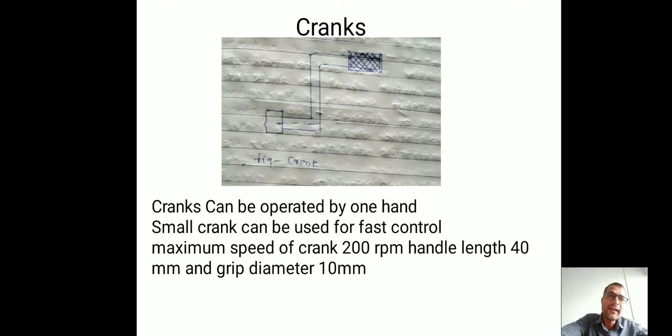So students, while designing the crank as a control member, we have to keep in mind the length of this handle and the diameter of this handle. The length of this handle should be 40 mm and the grip diameter should be 10 mm, so that this crank produces a speed of 200 rpm, which is required for the ignition of the engine.